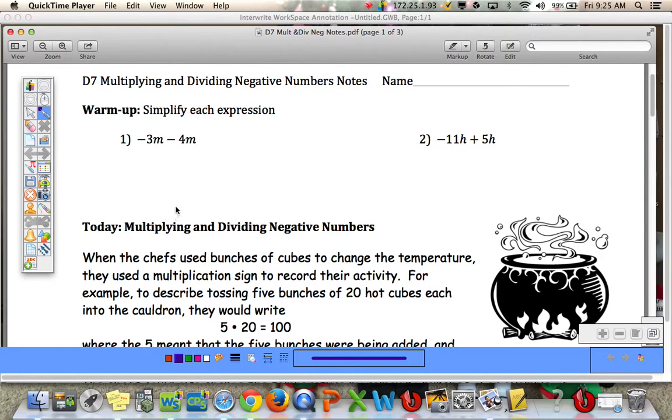We're going to look at multiplying and dividing negative numbers today, but let's start with the warm-up. Let's simplify each expression first with what we went over yesterday, which is adding and subtracting negative numbers.